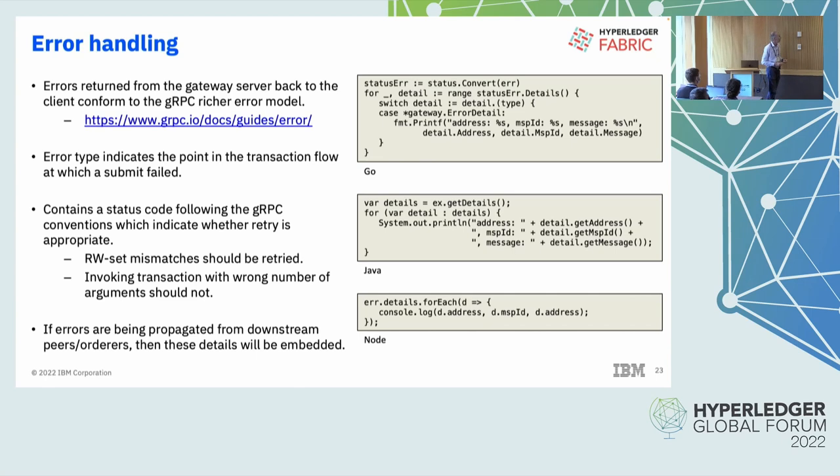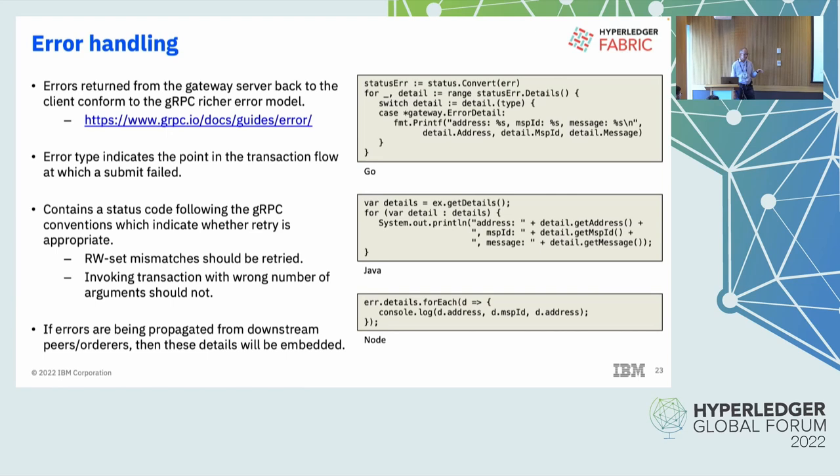Error handling. The errors are potentially coming back across your gRPC channel, and we very much adopted the gRPC best practices for error handling, and we support what it calls the richer error model. So there's a link if you want to read about that. There's an error type, so there's a hierarchy of errors. We can indicate whereabouts in the transaction flow that error occurred, whether it was an endorsement or submitting to the orderer or something like that.